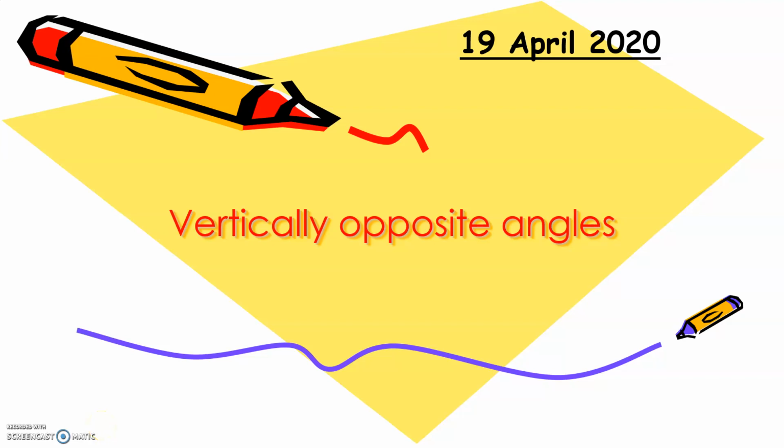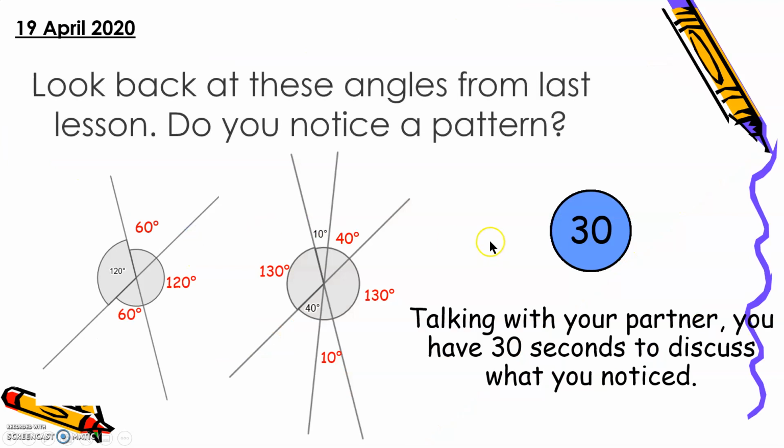Okay, this lesson is looking at vertically opposite angles, which builds on the previous lesson looking at angles at a point. And it basically brings all the three rules that we've looked at already together. So if we just take a look at these angles here, what do we notice?